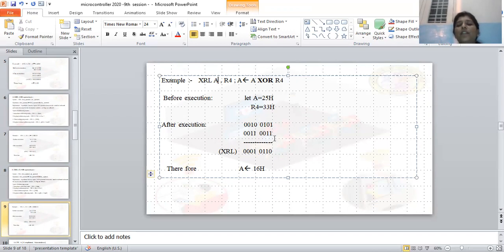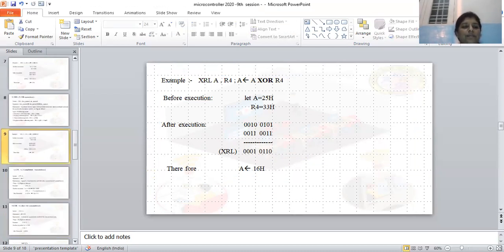What is the XOR operation output? If both inputs are 1 or both inputs are 0, then the output will be 0. If any one of the inputs is 1, then the output will be 1. Therefore, the result of the XOR operation between these two data will be 00010110, which is 16H. That will be copied into the accumulator register.